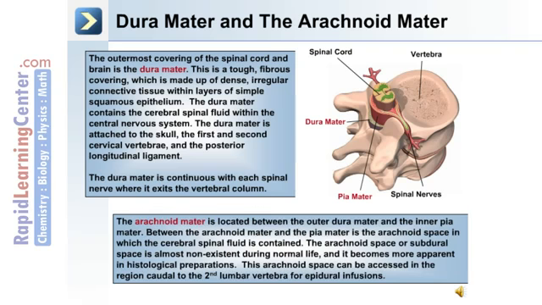The arachnoid mater is located between the outer dura mater and the inner pia mater. Between the arachnoid mater and the pia mater is the arachnoid space. This is where the cerebrospinal fluid is contained. The arachnoid space or subdural space is almost non-existent during normal life. It becomes more apparent in histological preparations.